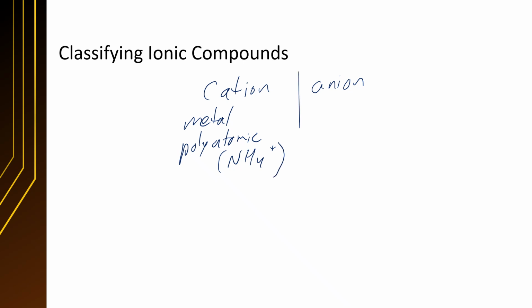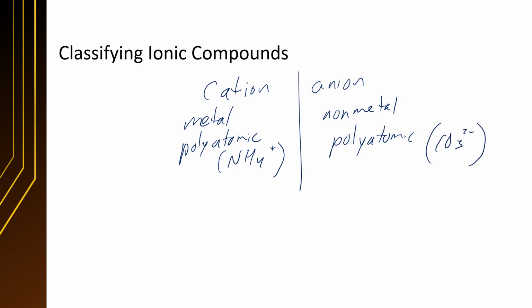The anion could be a nonmetal or a polyatomic ion, something like carbonate, CO3 with a 2- charge. And the positive and negative charges attract each other, making it an ionic compound. And we always write the positive ion first and the negative ion second.